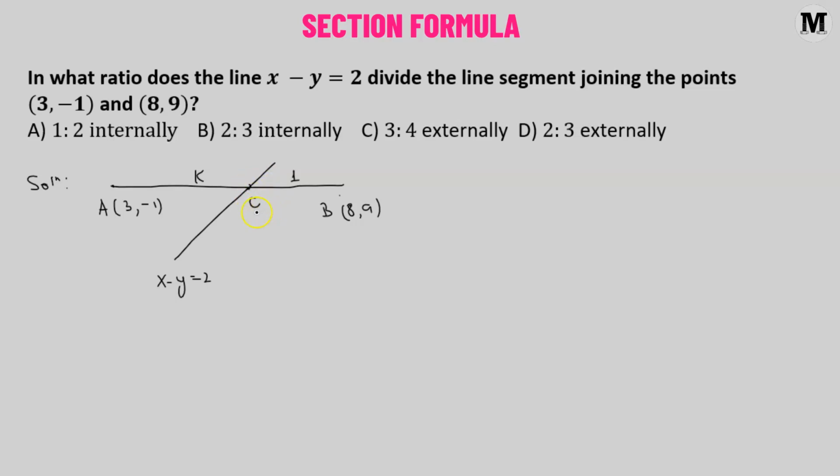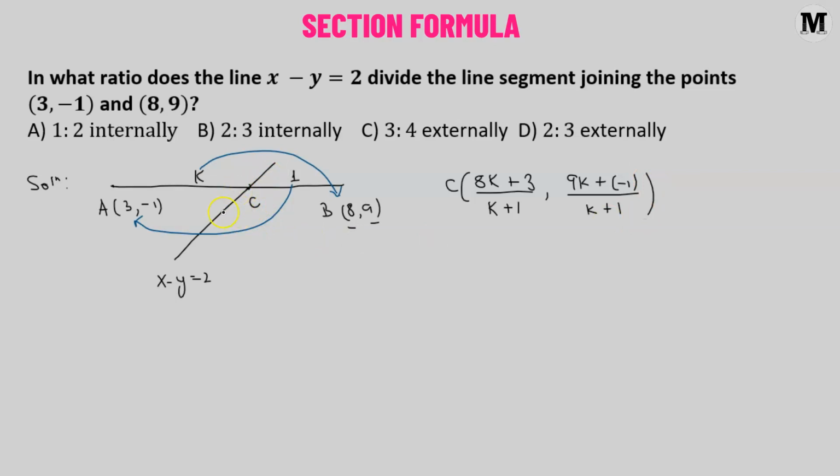Now, using the internal section formula, we can obtain the coordinates of point C. All we have to do is take k and multiply it with B, and 1 will get multiplied to A. Meaning, for the x coordinate, we take k and multiply with the x coordinate of B, that's 8, so we have 8k, added to 1 times the x coordinate of A, that's 3. So 1 times 3 is simply 3, divided by the sum of the ratio, k plus 1. Then for the y coordinate, we take k and multiply with the y coordinate of B, that's 9k, added to 1 times the y coordinate of A, that's -1. So we have (9k - 1) divided by (k + 1). So that's the coordinates of point C.